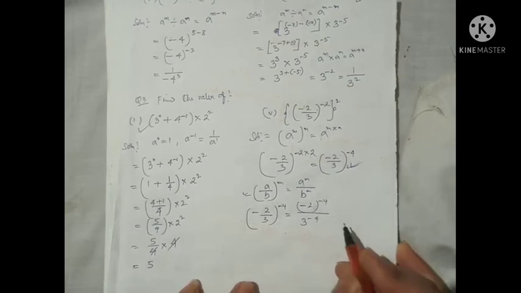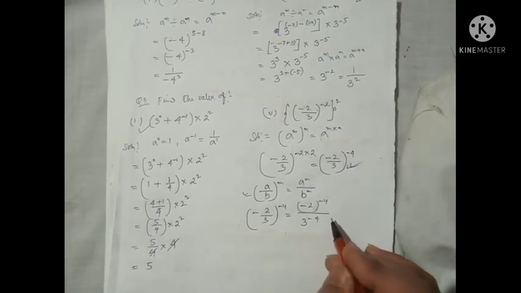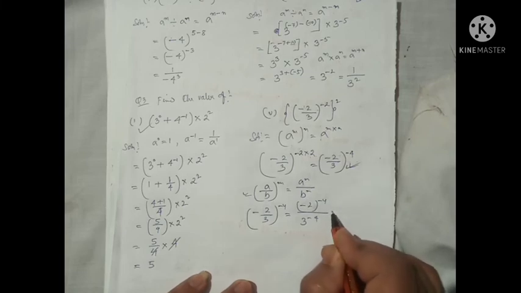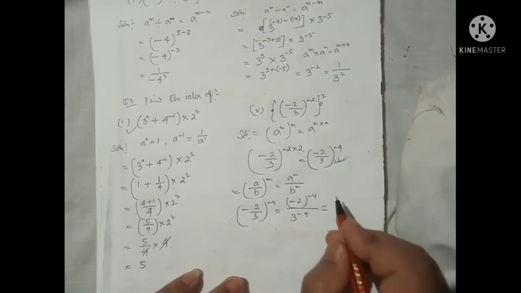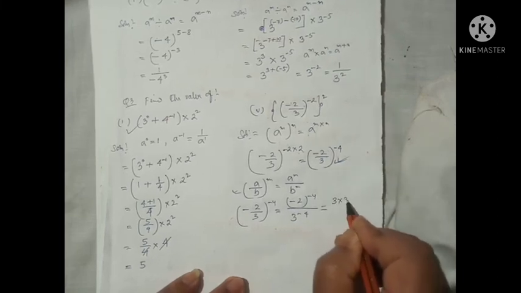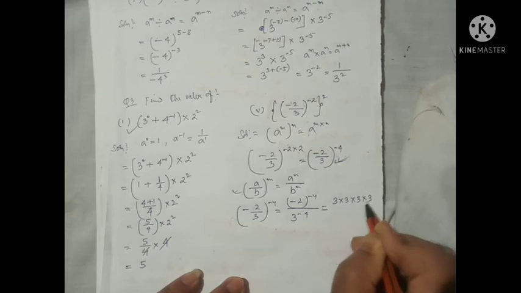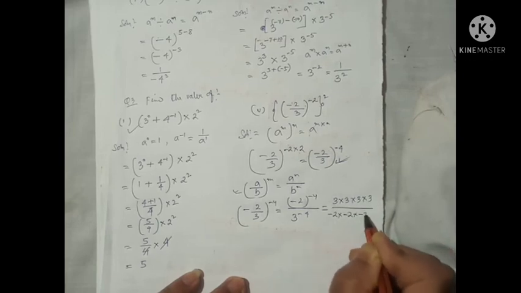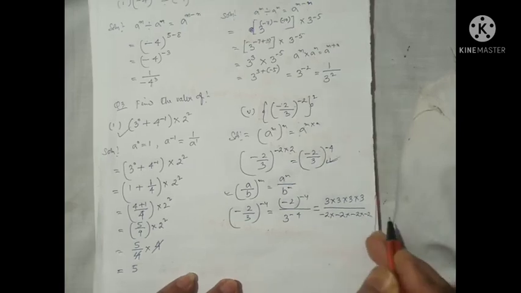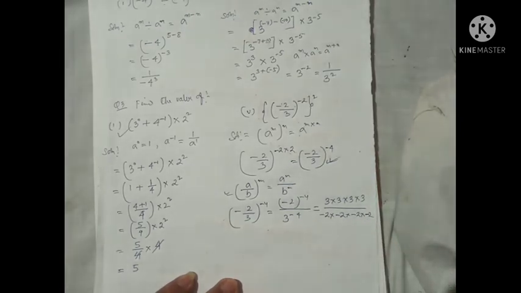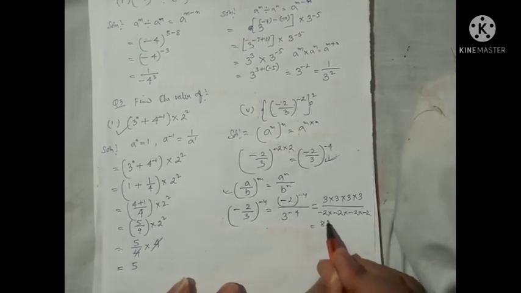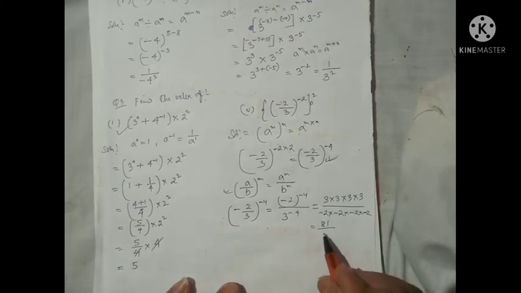Here comes again, we will take the reciprocals of both. Then we will have 3 into 3 into 3 into 3, and here comes minus 2 into minus 2 into minus 2 into minus 2. After taking the reciprocal, this becomes 81 by 16.